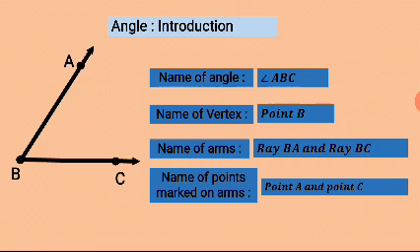Name of angle, angle ABC. Name of vertex, point B is the vertex of that angle ABC. Name of arms, there are two arms, BA and BC. So ray BA is one arm, ray BC is the second arm. And A and C, these two points are on those arms. Got it?